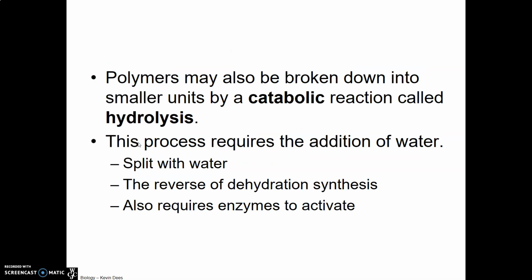reactions occur. Now, polymers can be broken down into smaller units by a reverse process, which is a catabolic reaction, and we're going to call this catabolic reaction hydrolysis. This process is going to require the addition of water. In fact, the word hydrolysis refers to using water to split things. And so what we're going to do is we're going to use water to split apart the monomer from the polymer. It is the reverse of dehydration synthesis, and it's also going to require special enzymes in order to activate.